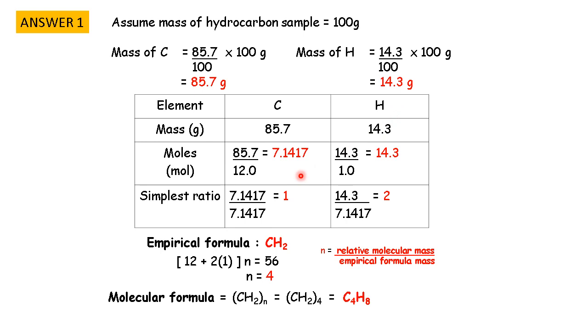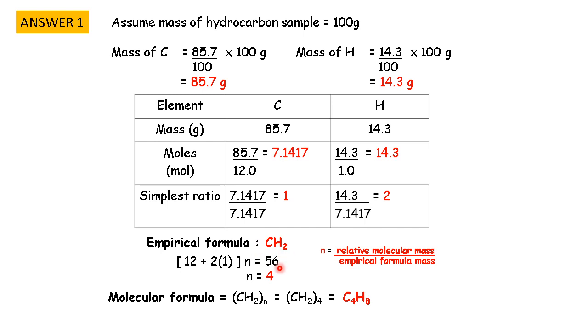So we need to find out the simplest ratio. Among the mole of carbon and hydrogen, the number of mole of carbon is smaller, so we divide by it, so we get 1, and then this we get 2. Please take note. If the simplest ratio that you get is 1.5, you cannot round off. You must times 2 until you get the whole number. If you get 1.33, you need to times 3, and then you get 4. Get it? Okay, then we continue. So the empirical formula is CH2.